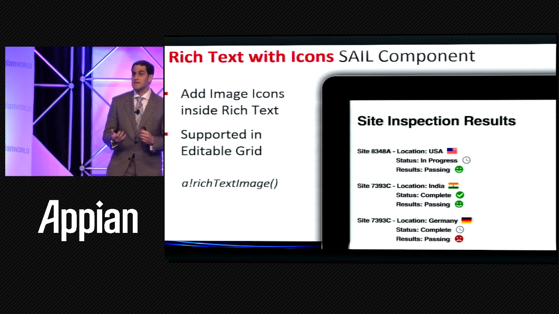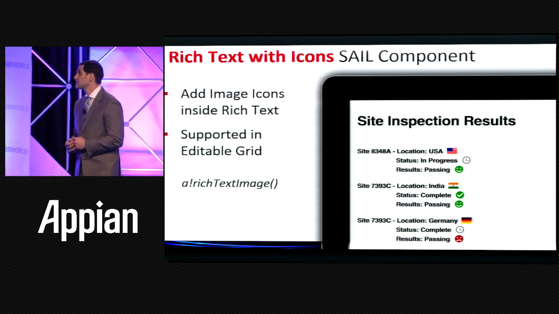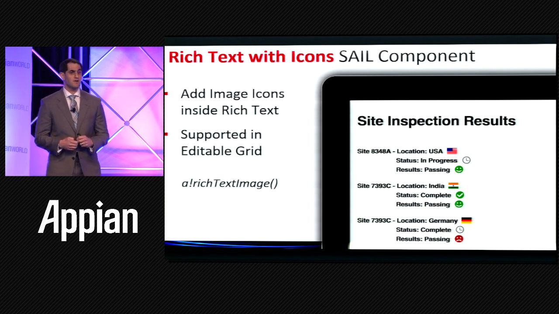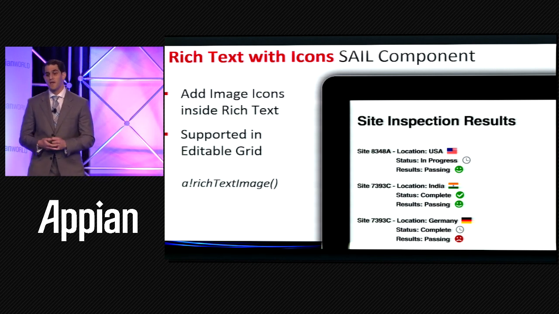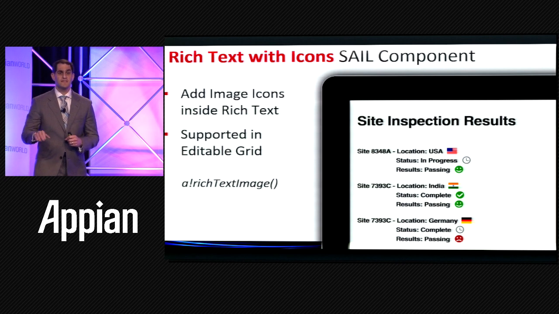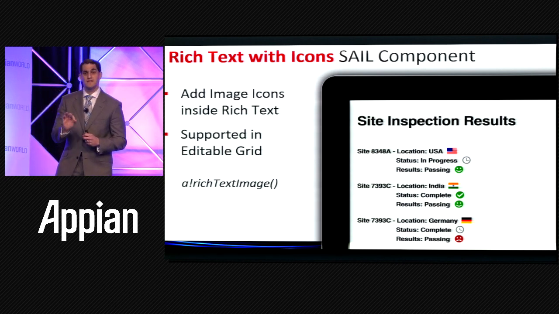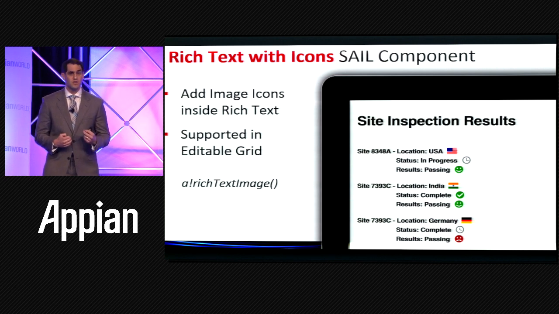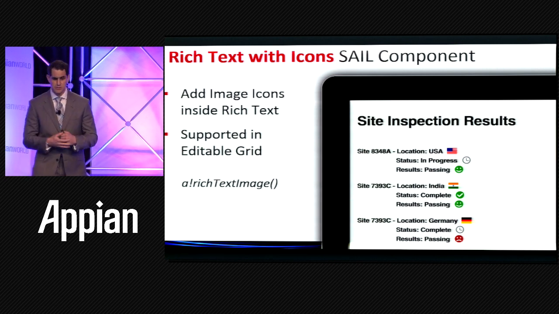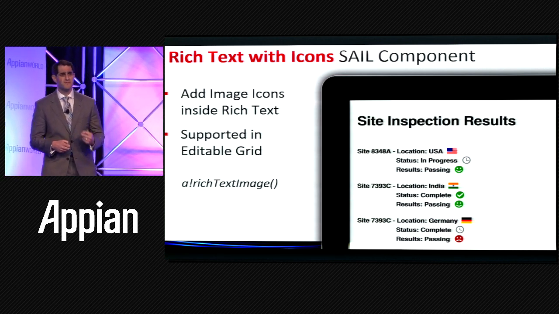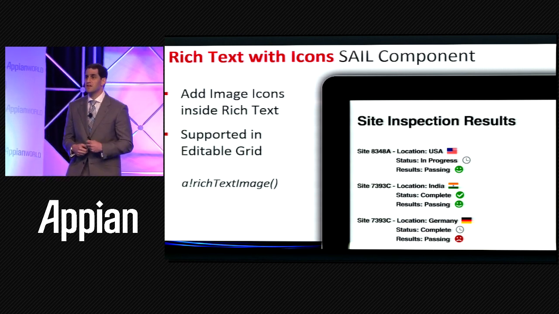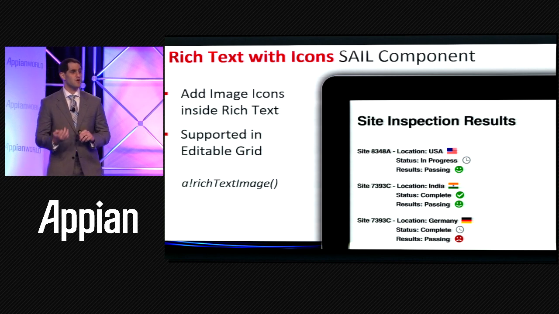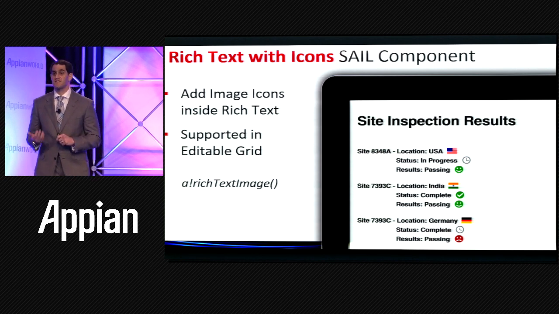Another improvement that we're making to an existing Sail component is that we now have the capability to put image icons inside of our existing rich text field. So this is great because you can make the kind of visualizations that you see here. You can have text right alongside and adjacent to an image. Images not only make your interfaces more appealing, which they do, but they also make them more efficient for your users. So if you think about an interface that has images on it, you can much more rapidly scan to figure out either what you need to do or what the status of something is.